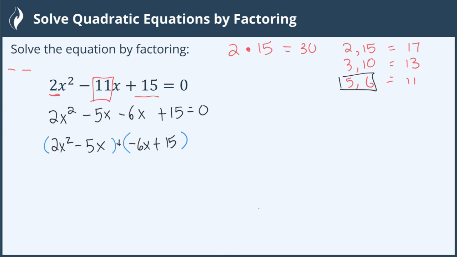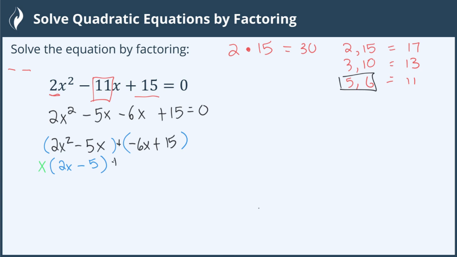Okay, now I'm going to look at my first grouping of 2x squared minus 5x, and the only thing I can factor out of them is an x. And so what that's going to leave me with is, if I factor out an x of 2x squared, that's going to leave me with 2x. If I factor out an x of minus 5x, that leaves me with a 5. Okay, so that's my first grouping.